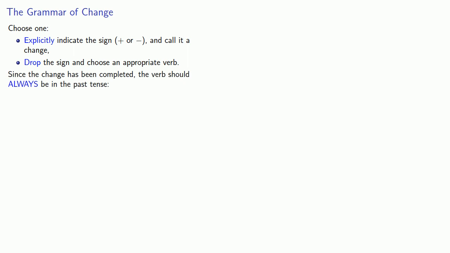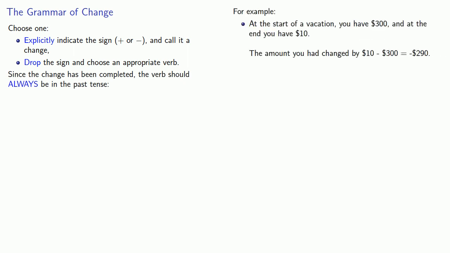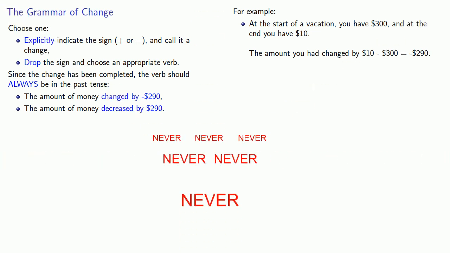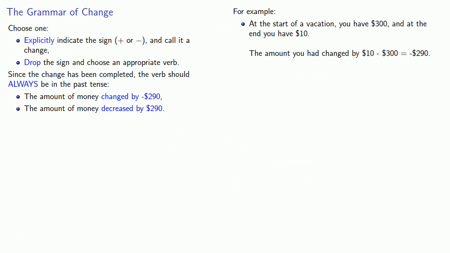So in our vacation example, we might say that the amount of money changed by minus $290, or we could say the amount of money decreased by $290. And it is vitally important not to mix the two things. If you're going to use an appropriate verb, increase or decrease, never, never combine that with a sign. Only use the signs if you use the word changed by.